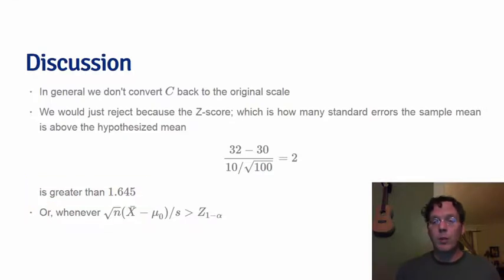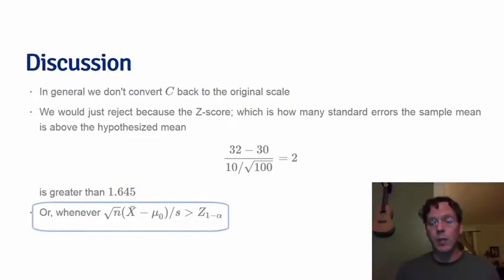So I've just simply written out this rule again here on the final line. We're going to reject whenever x bar minus the hypothesized mean, divided by the standard error of the mean, is greater than the appropriate upper quantile that leaves alpha percent in the upper tail.